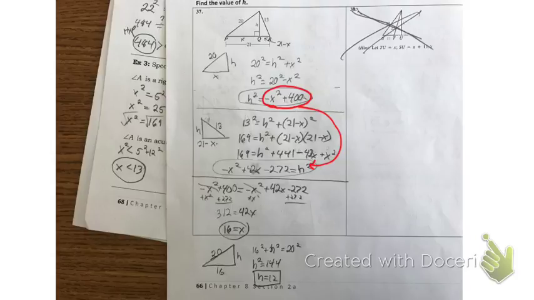X equals 16 was not my answer. I'm still looking for h. But now, since x equals 16, I can just throw that in for that x, which is what I did down here, where we have a 16, h, and 20. Now I just use my right triangle, a squared plus b squared equals c squared, to solve for my h. Okay?